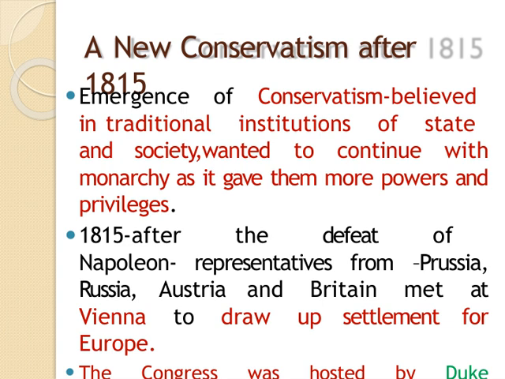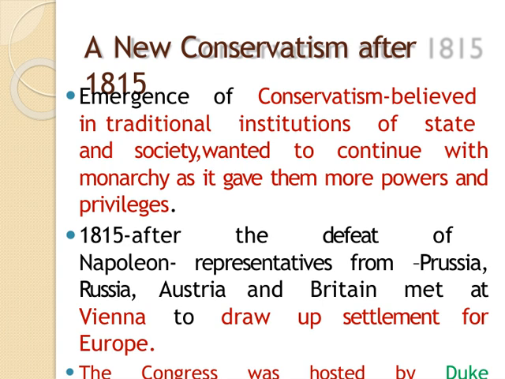Conservatives wanted to preserve these established structures because they valued stability and continuity. They particularly supported the continuation of monarchy, as it provided them with more powers and privileges that they didn't want to lose.